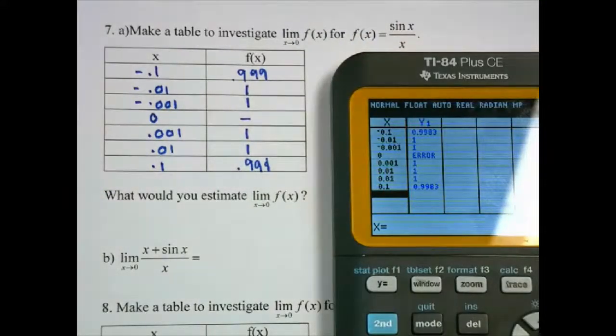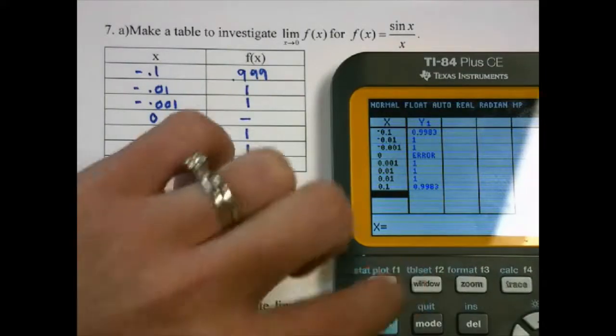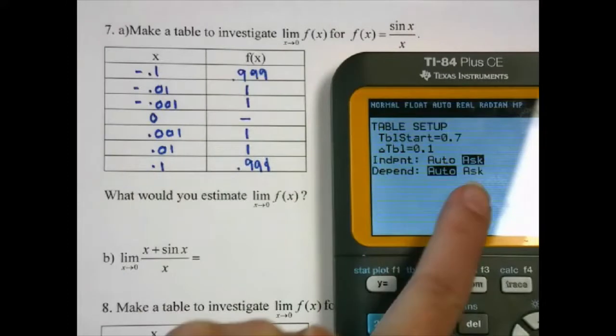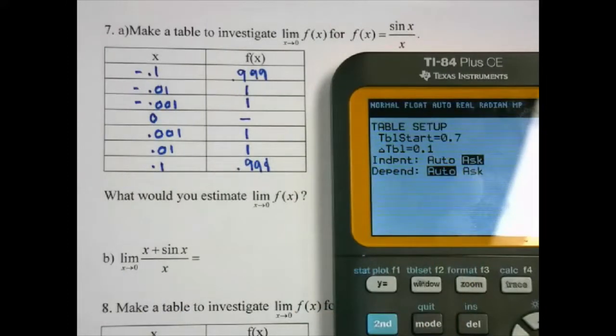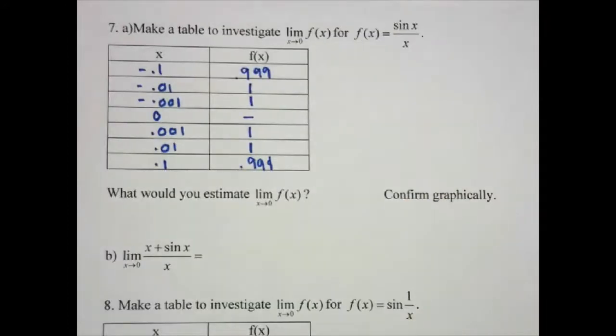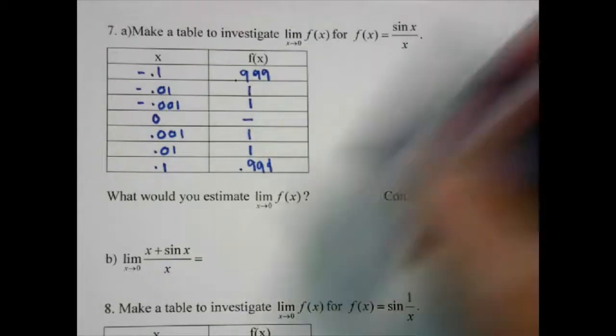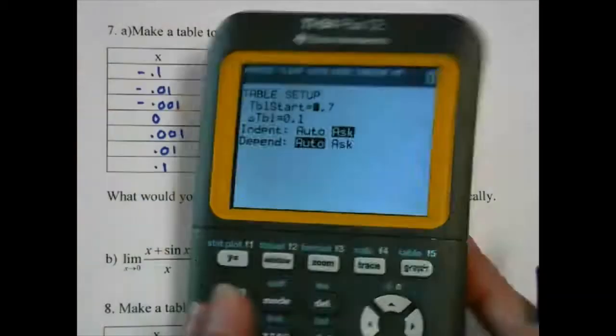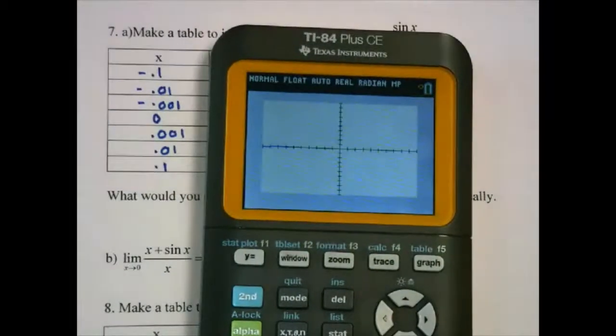Okay, so it's just another way to generate a table of values. If you don't want to mess with the table set and the table delta, just do ask, and then you can plug in whatever numbers you want to. So looking at our pattern here, these are obviously approaching 1. And if we go to the graph, it's approaching 1.